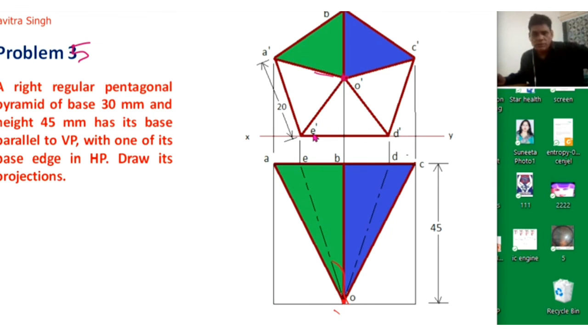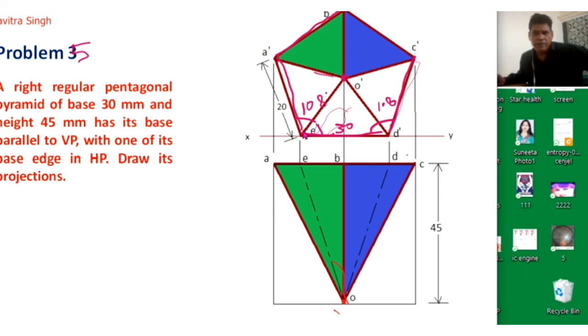Okay, so we will draw one XY line, E dash D dash equal to 30 mm. Okay, and this angle will be 108 degrees, this angle will be 108 degrees. Then we will construct this pentagonal surface or lamina. Okay, so we have drawn one pentagon of side 30 mm and this is the center point.